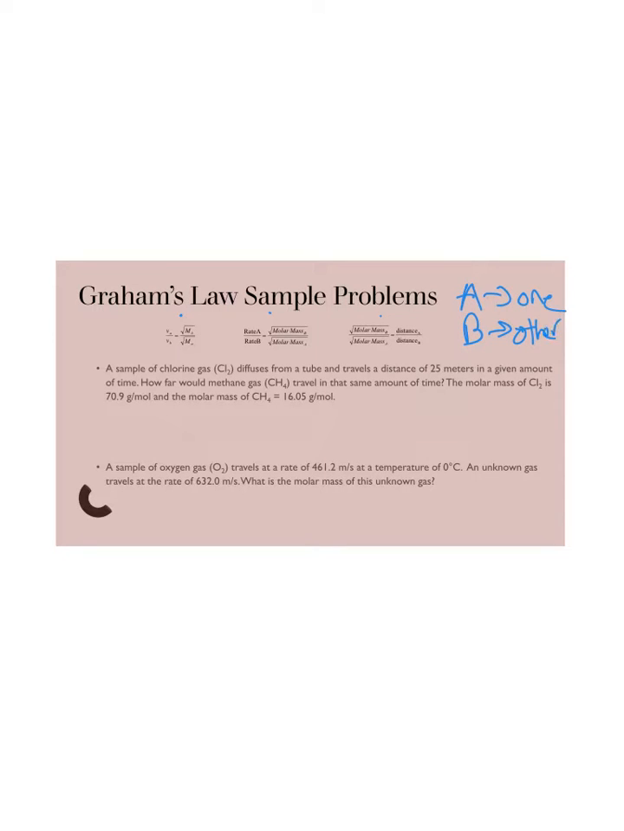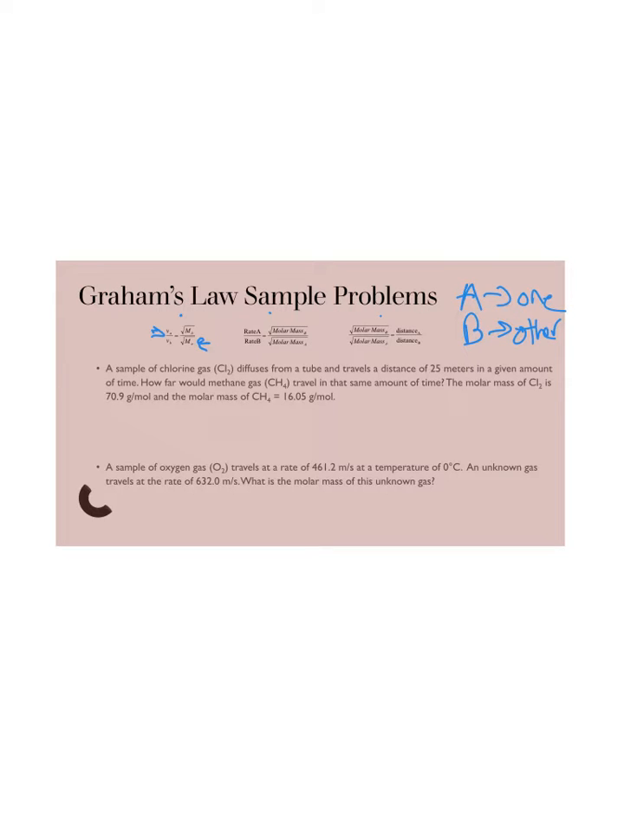So when you're looking at your gases, you can see that for the first one, the velocity of A goes here, but the mass of A goes here. If we're looking at this first problem, chlorine gas, it doesn't matter which way you describe it. Whether chlorine is going to be the A or the B, you just have to be consistent. A sample of chlorine gas diffuses, so we know what that means from the last topic, and travels a distance of 25 meters in a given amount of time. How far would methane travel in that same amount of time?